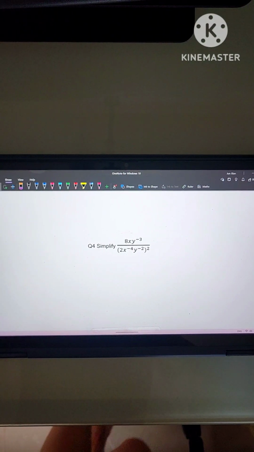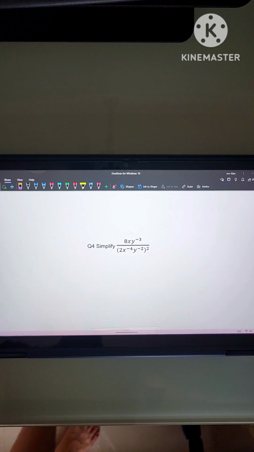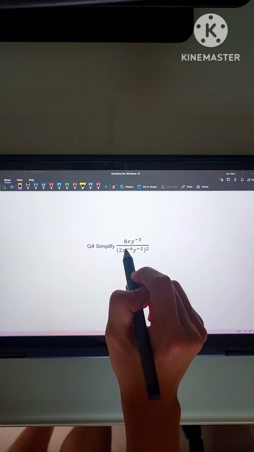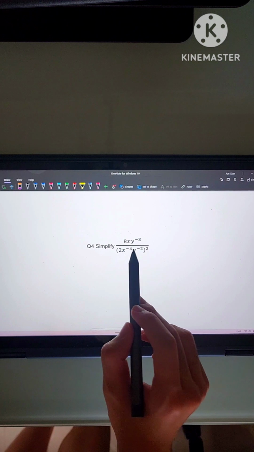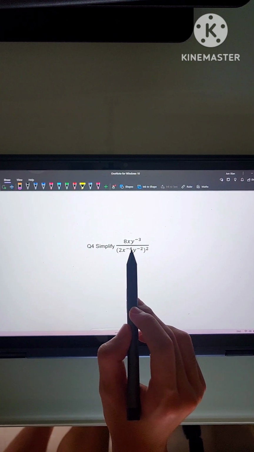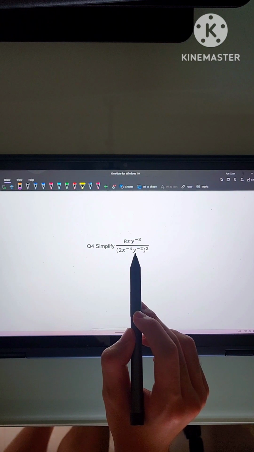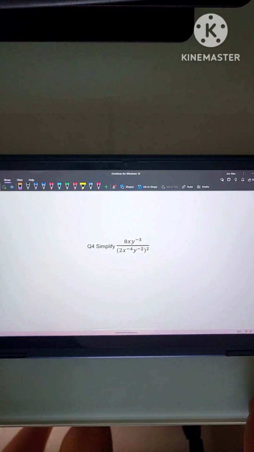Today we're going to simplify indices, and this includes expanding the indices. Okay, so let's take a look over here. Simplify 8xy to the power of -3 over, in brackets, 2x to the power of -4 times y to the power of -2, the whole bracket squared.